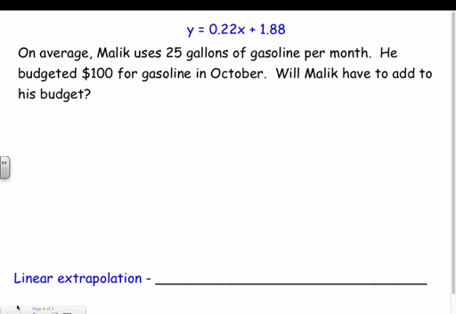Well, now I can use that to find anything. Like for this example, it says, on average, Malik uses 25 gallons of gas per month. He budgeted $100 for gasoline in October. Will Malik have to add to his budget? Well, if I think about this, remember that X stands for the month, and we're talking October, so that's the 10th month. And this Y ends up being the cost for that month, doesn't it? Right, because like before it was 3.20 for June. So let's find that cost for October.